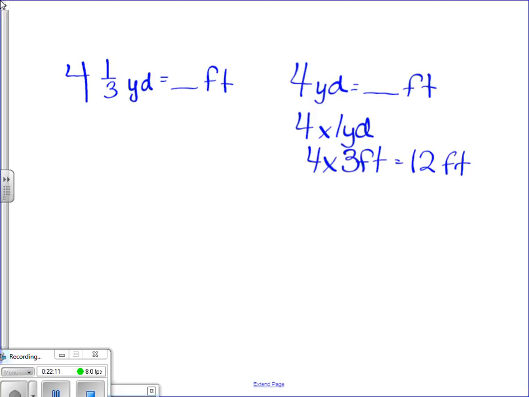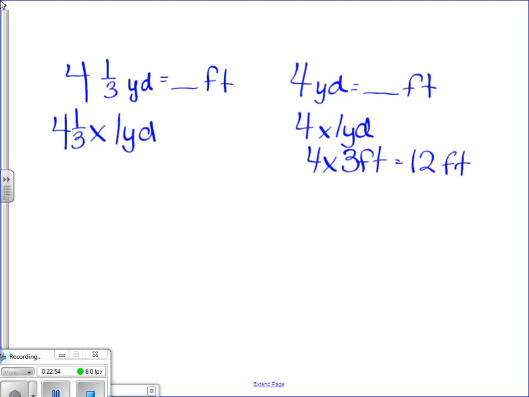I'm going to show you, DeMarco, what to do when there's a fraction on there. And don't freak out on me. It's not as hard as you think it is. We haven't done it yet. And then you're going to look at it and go, oh my gosh, I can't believe I thought it was hard. The steps are the same. I want you to say that in your head. The steps are the same. Say it again. Steps are the same. So it's 4 1/3 times 1 yard.